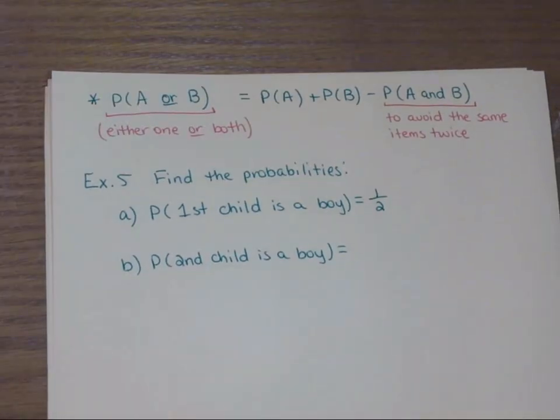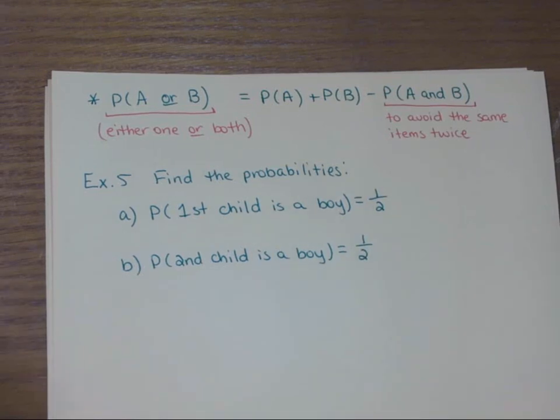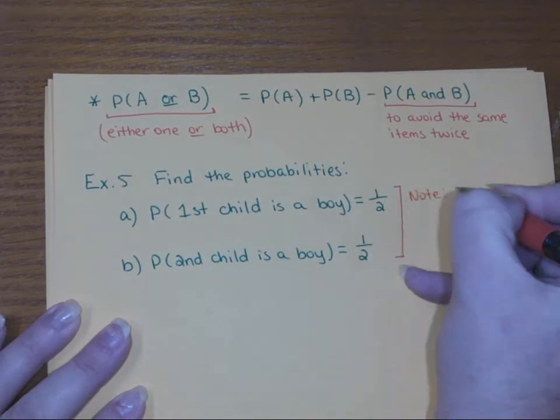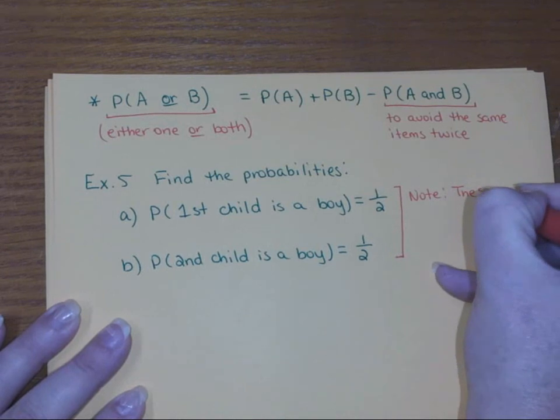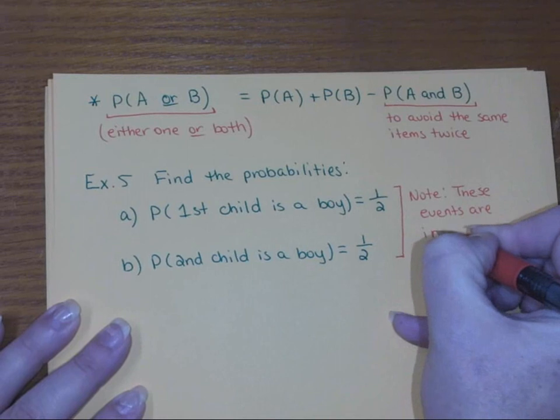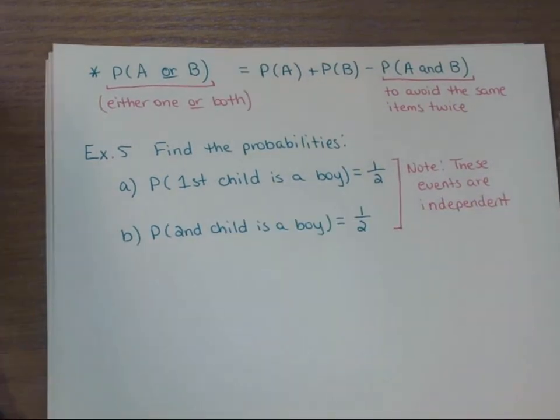So the probability of the second child being a boy, if you're thinking to yourself, well, it depends on what the first child was, then you have the wrong train of thought, right? Because it actually doesn't matter what the first child was. The probability that the second child is a boy is also 1 out of 2. Note the reason we come up with the same probability is because these events are independent from each other. We already talked about this. The existence of a boy or girl in the first child makes no difference on the boy or girl being present in the second child.